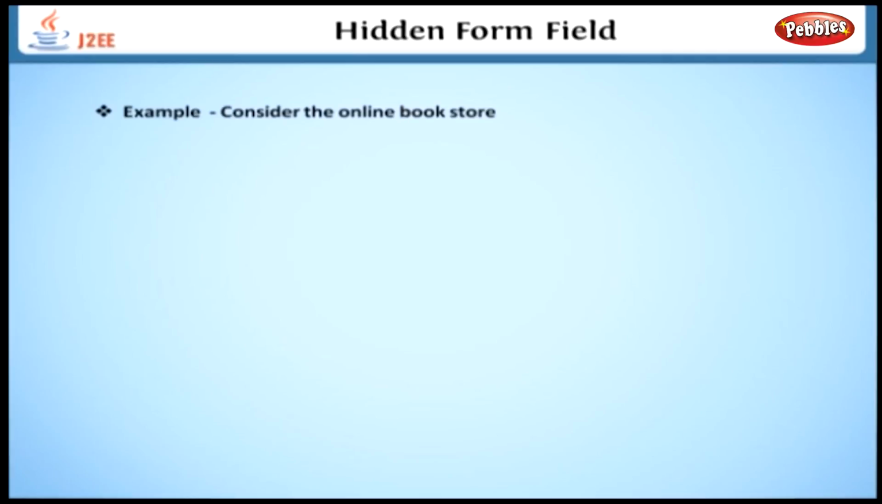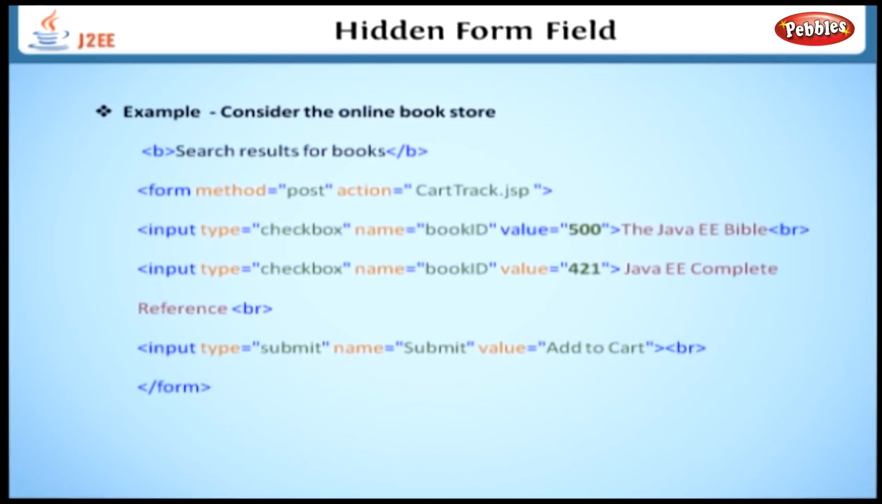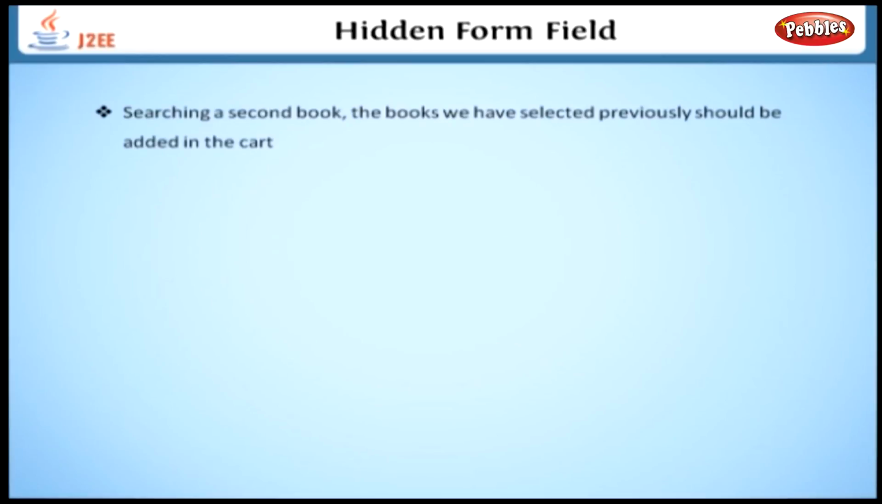I think there's no need to explain the process of searching and adding books to the cart. Now we are seeing the partial code in a JSP page. As we discussed earlier, the first set of codes are the same as in URL rewriting. There's no need to explain it. Whenever we are searching a book for the second time, the books we have selected the first time should be added in the cart.